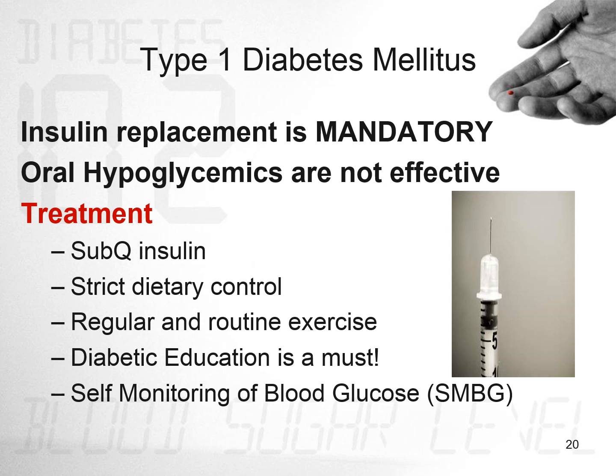So for type 1 diabetic patients, insulin replacement is mandatory. They actually can't live without it because their body doesn't make it or makes very, very little. Oral hypoglycemics here are not effective. Our treatment is going to be subcutaneous insulin, strict dietary control, regular and routine exercise. Diabetic education here is a must.